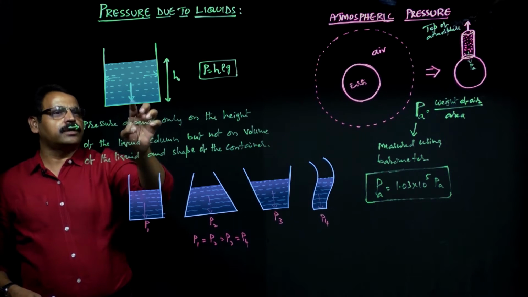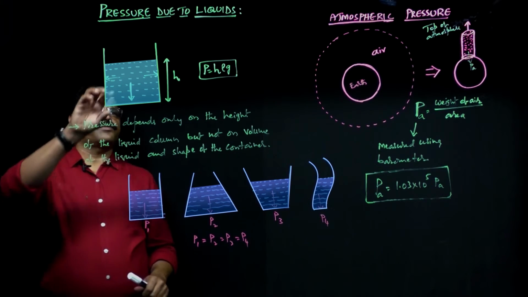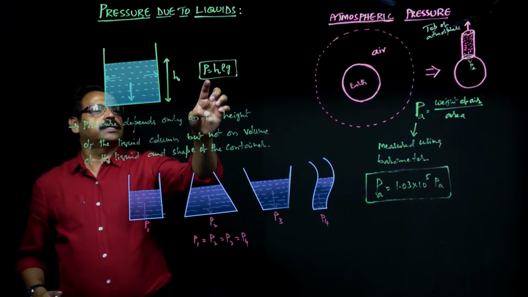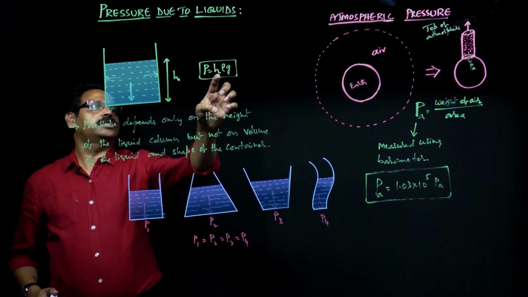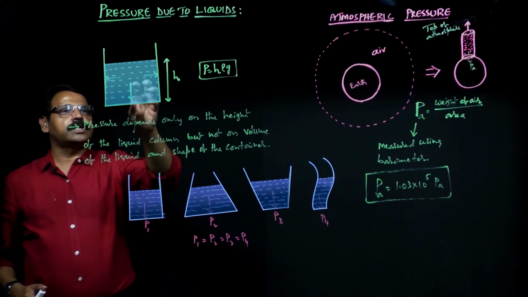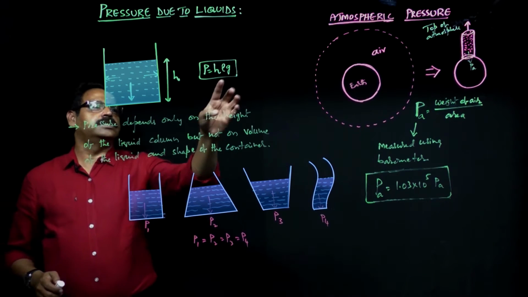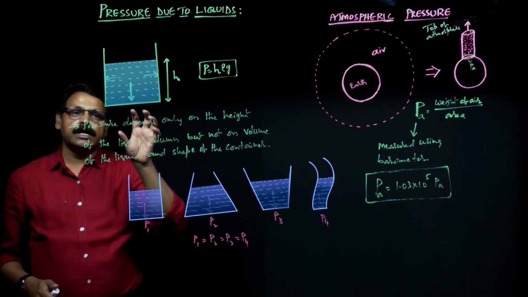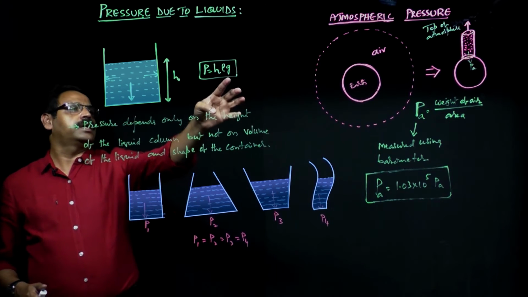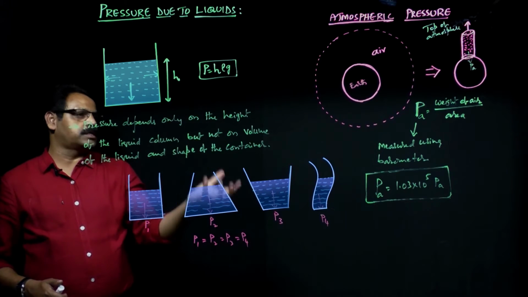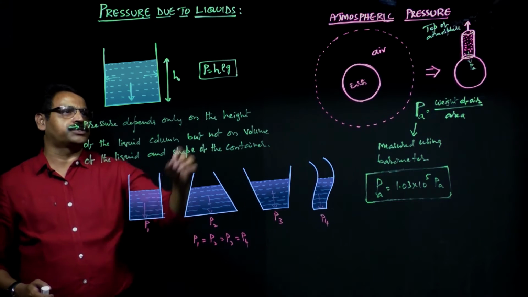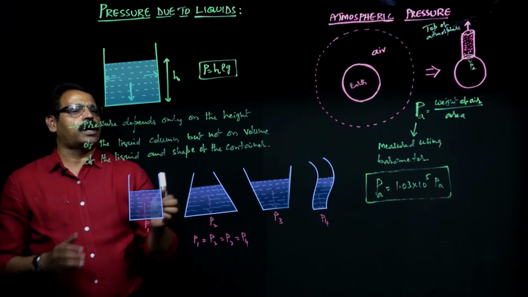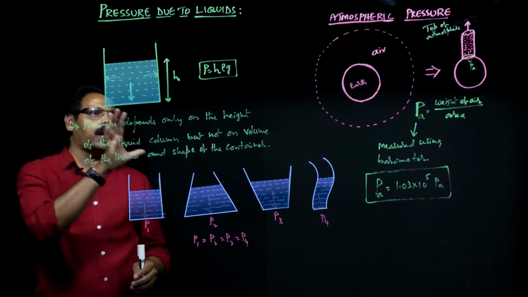So, the pressure exerted by the liquid is a function of the height of the liquid. That is, pressure can be calculated here as P equals h rho g. Rho is the density of the liquid and g is the acceleration due to gravity. Rho is a constant because it depends upon the nature of the liquid, whereas g is also a constant, on the surface of the earth it is 9.8 meter per second square. So these two are constants. Therefore, pressure depends only upon the height of the liquid column.